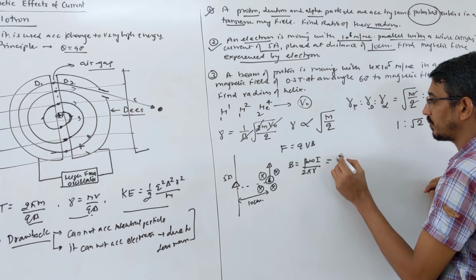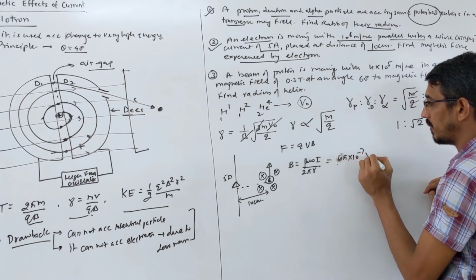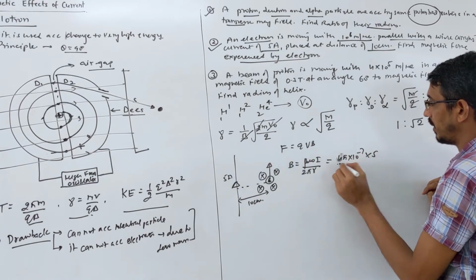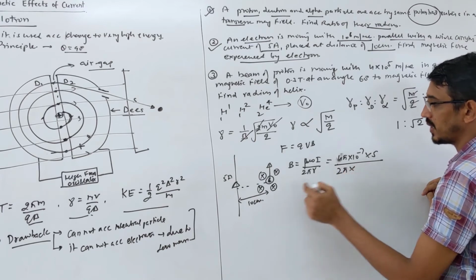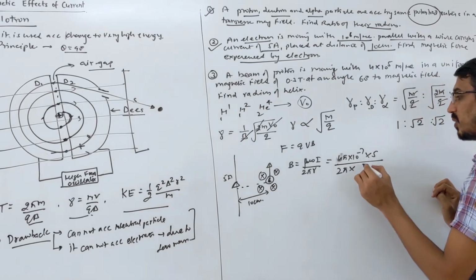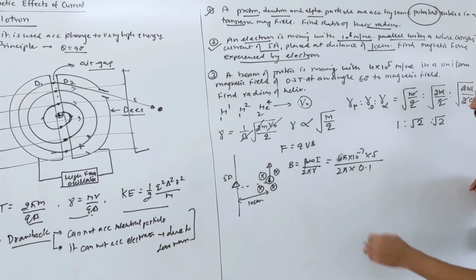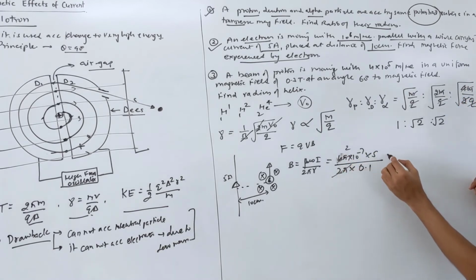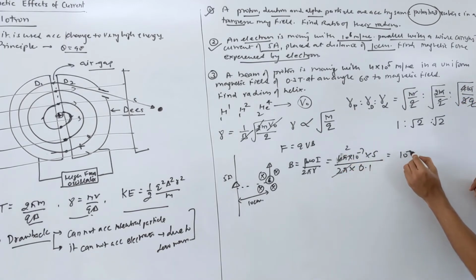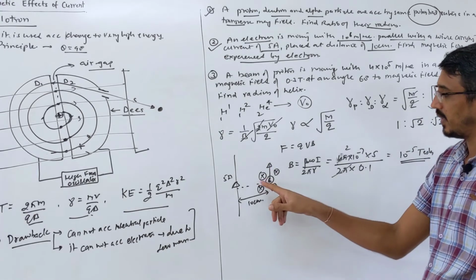Mu naught means what? 4 pi into 10 power minus 7. Current flowing is given 5 ampere, by 2 pi into distance, which is given as 10 centimeter. 10 centimeter is what? 0.1 meter, right? Okay, 2 pi goes 2 times, this becomes 10. This gives 10 power minus 5 Tesla. This is the magnetic field produced by this wire at this point.